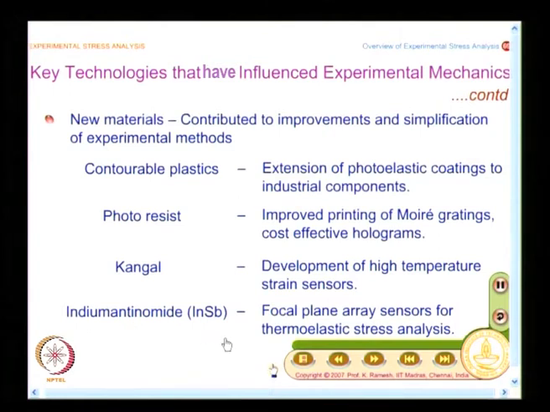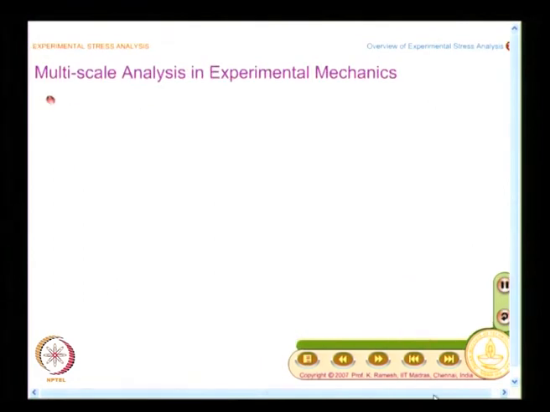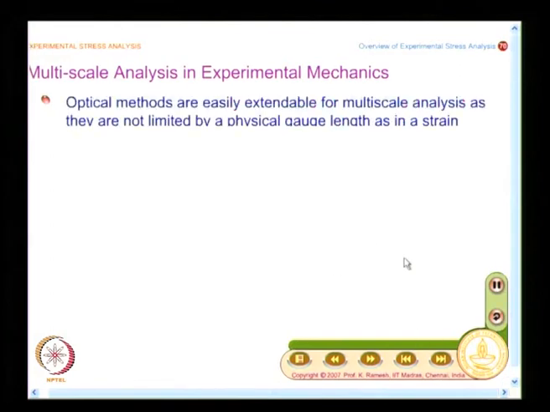So, what you find, material research has contributed to the advancement of methodologies for experimental evaluation. And what we will also look at is another important aspect, whether you could do multi-scale analysis in experimental mechanics.